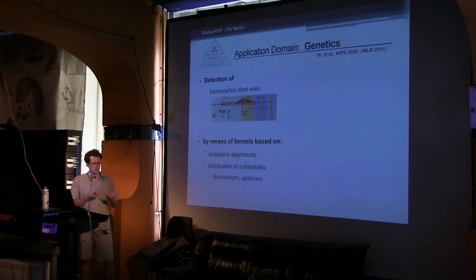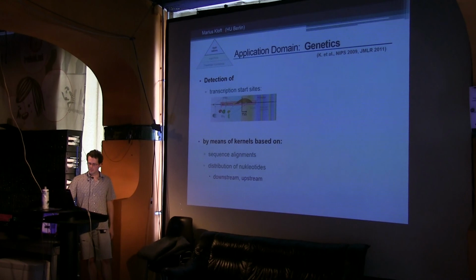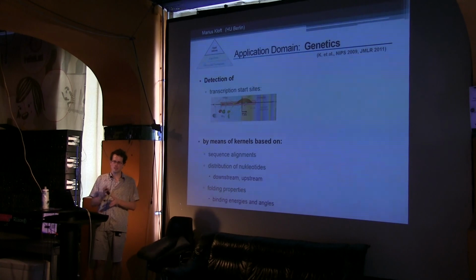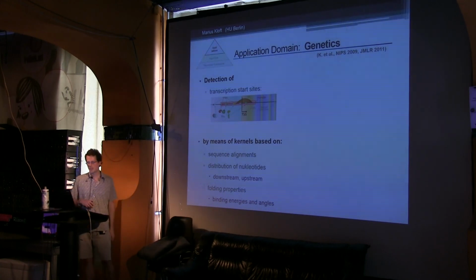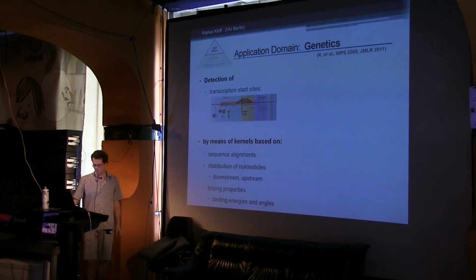Another thing is we can look at the distribution of these nucleotides, like just counting: how often do we have an A? How often do we have a C? And so on. And another thing are higher order factors of the DNA, like how the DNA binds in this region and these kinds of things. How much is the DNA twisted in a region?